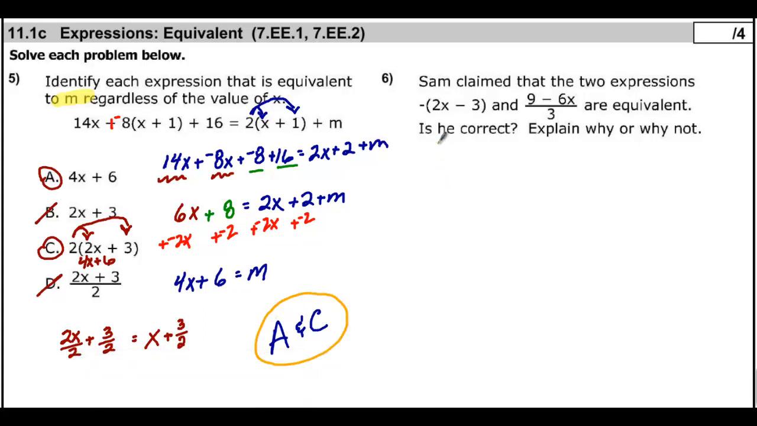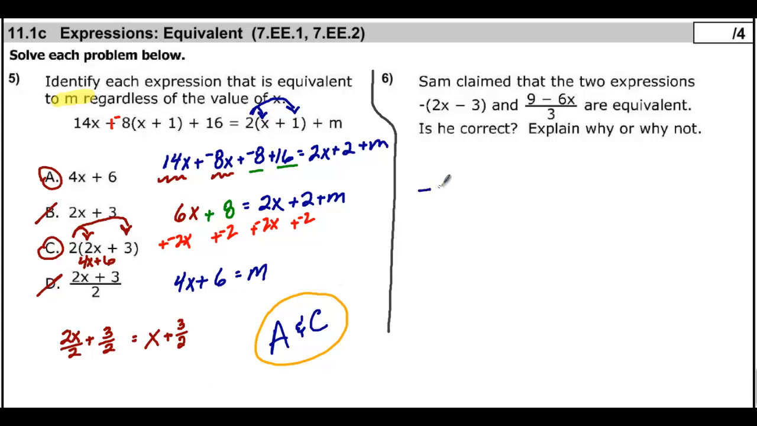Over number 6. Sam claimed that two expressions, the negative or the opposite of 2x minus 3 and 9 minus 6x divided by 3 are equivalent. Is he correct? Explain why or why not. And you have to be careful on these because a few people have just written down no, or they just written down yes. You don't get credit for that. You have to explain. So let's go through the two of them.